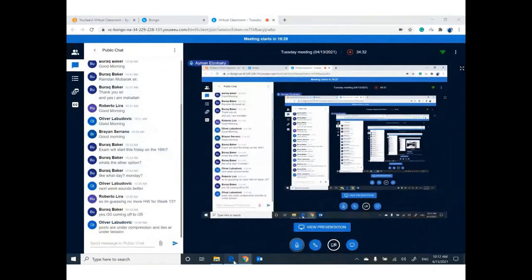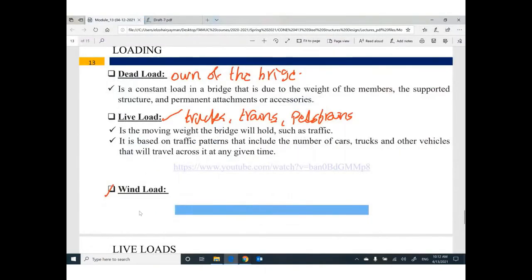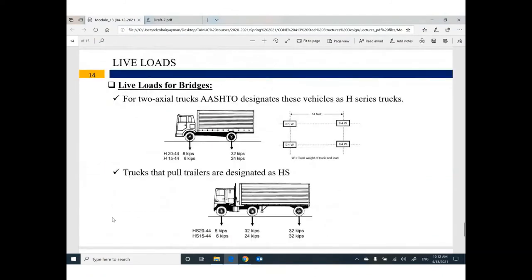So wind forces can make a huge difference in design. Okay. For live load, according to H2, we have two types of trucks. The first one, two-axle trucks, designated by H series, H2044 or H1544, based on the weight of the front axle and the weight of the rear axle.